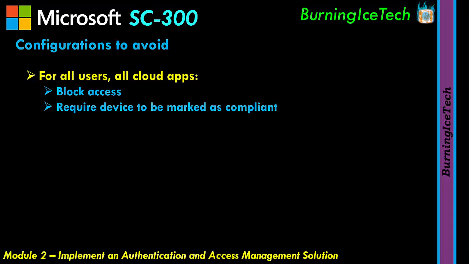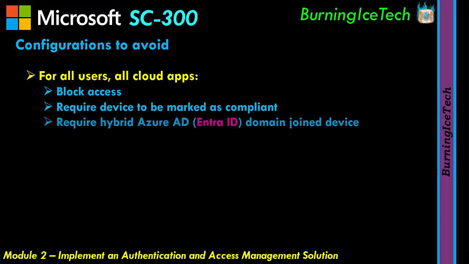I have seen this happen. The third one is require hybrid Azure Active Directory domain joined devices. So if you don't know what that means, this access blocking policy also has the potential to block access for all users in your organization if they don't have a hybrid Azure Active Directory joined device.